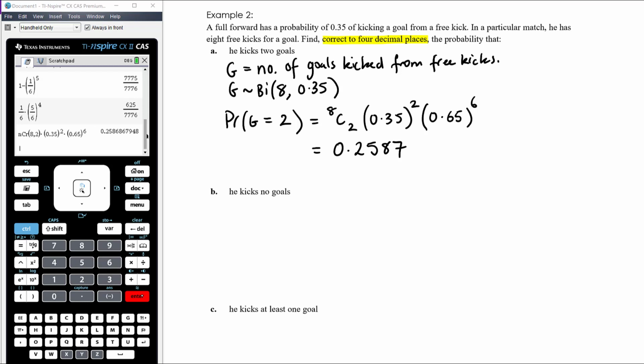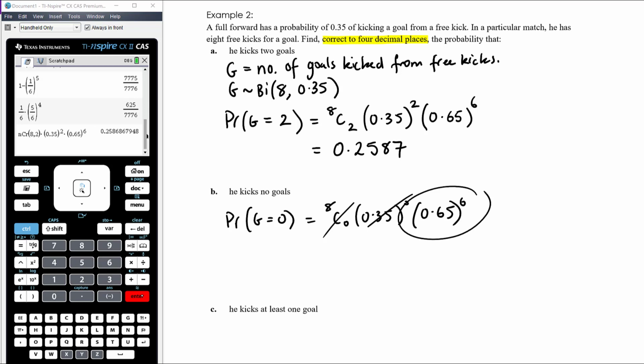Probability that he kicks no goals. So this is the probability that G, the number of goals kicked, is 0. So that is going to be 8 choose 0, 0.35 to the power of 0, 0.65 to the power of 8. Essentially that's 1 and that's 1, so we've really just got that.